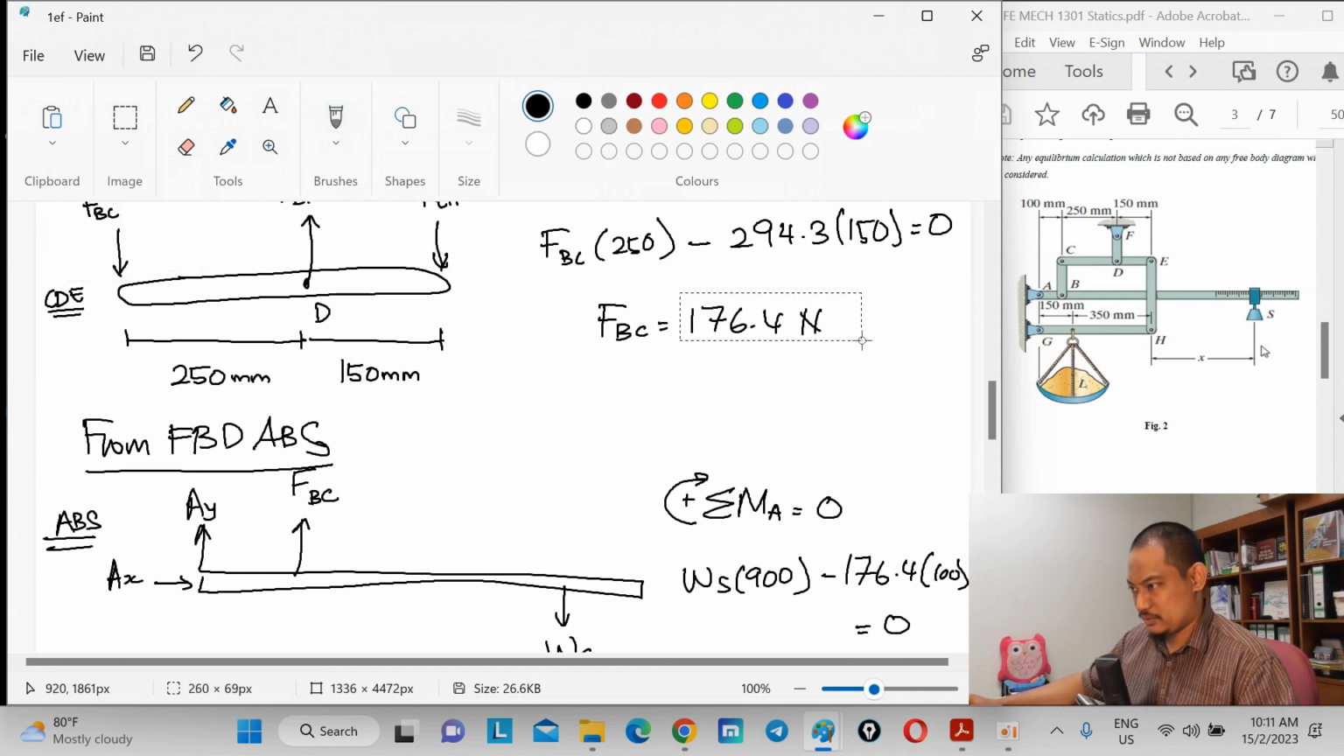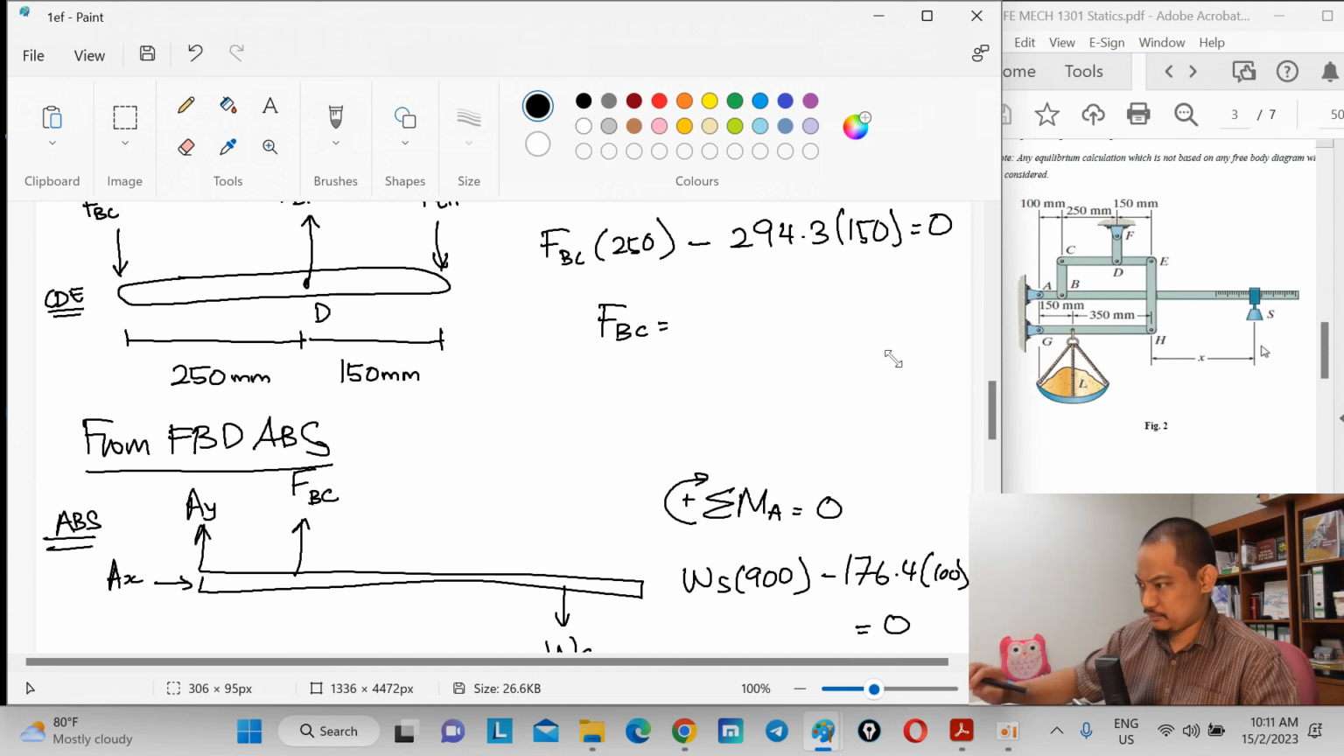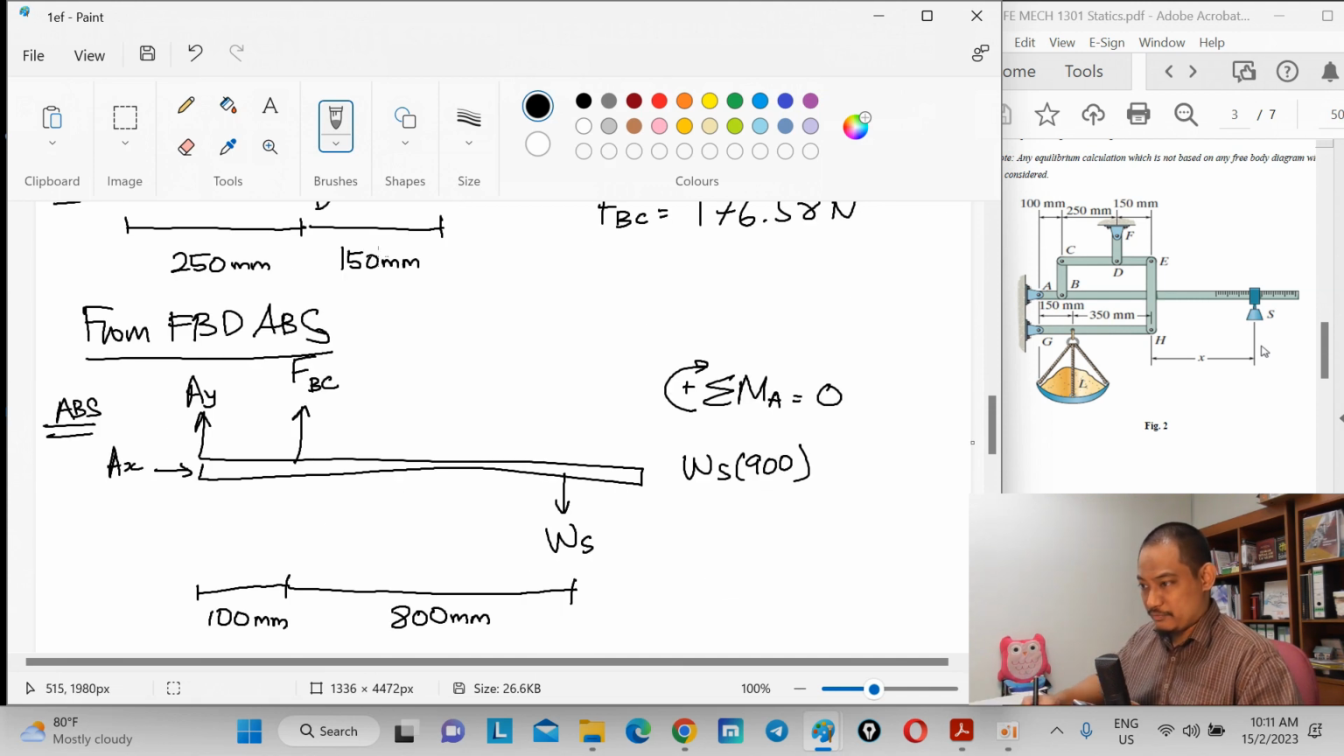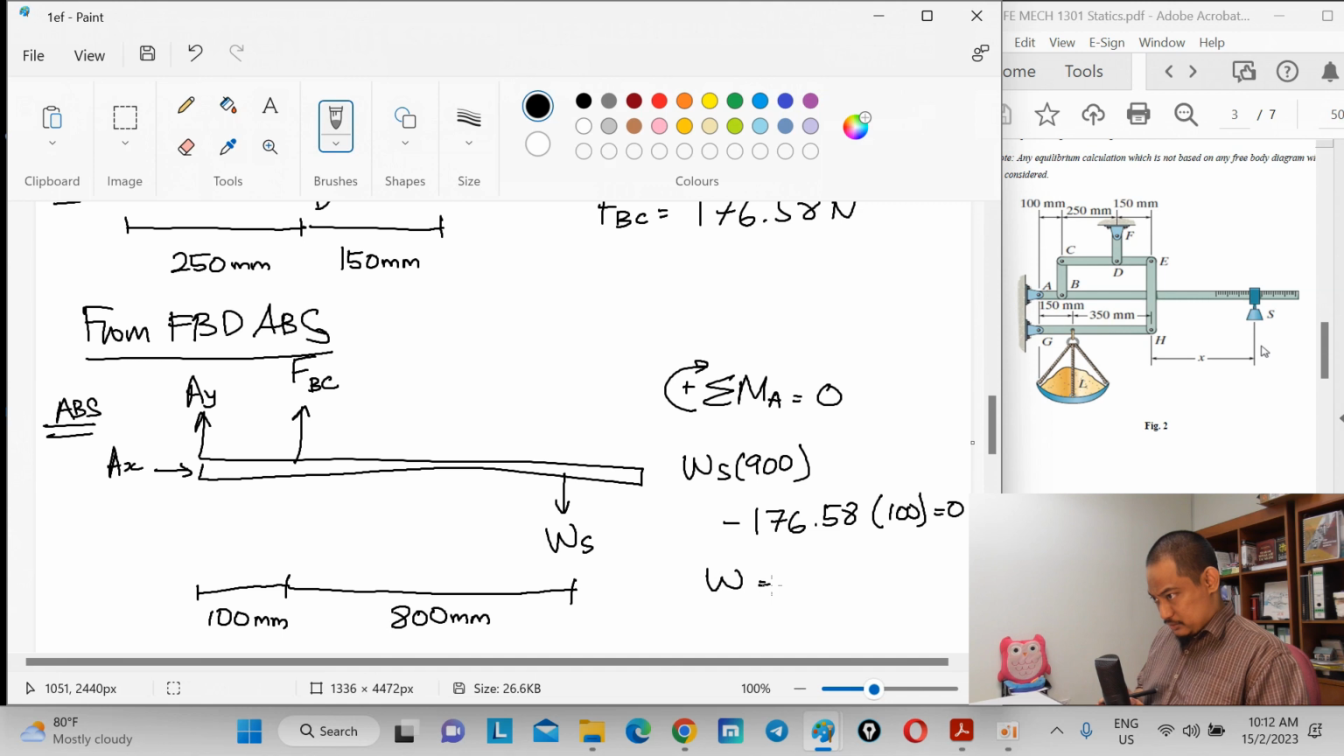Let me see. 176.58, right? And this is wrong as well. Astaghfirullah. So okay, let me see. 294.3 times 150 divided by 250 is 176.58 Newton. So here, because of FBC here, minus 176.58 times distance of 100, then equal to 0. So from here W equal to 176.58 times 100 divided by 900.